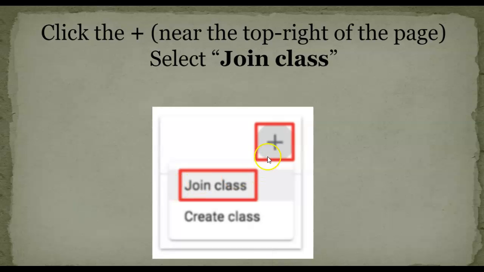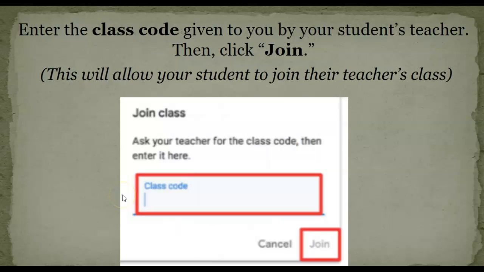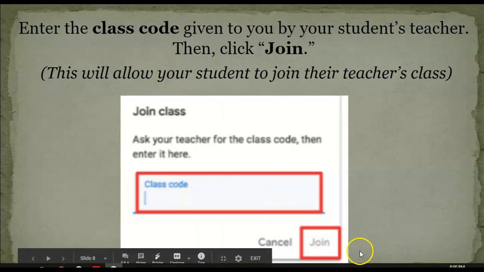Next, you're going to click on the plus sign in the top right-hand corner of the page, and then you'll select Join Class. You will be given a class code by your student's teacher. You will enter that class code here, and then you will click Join. This will allow your student to join their teacher's Google Classroom.